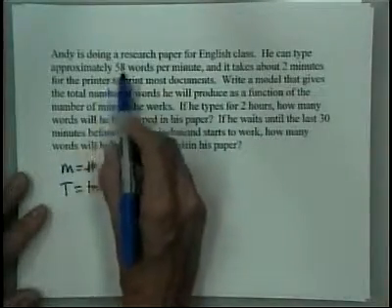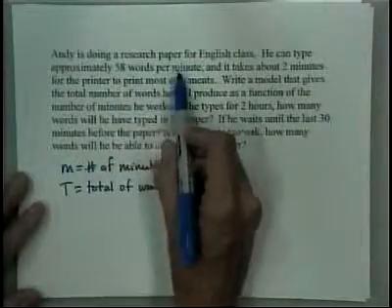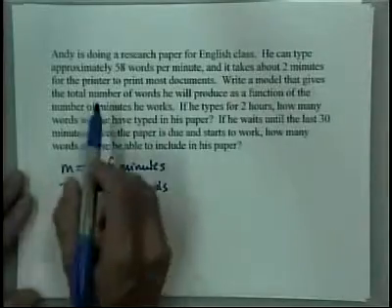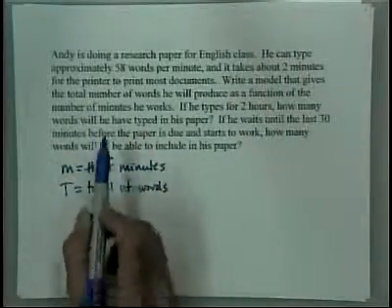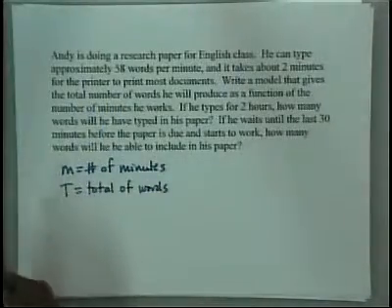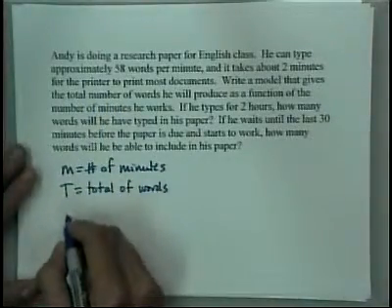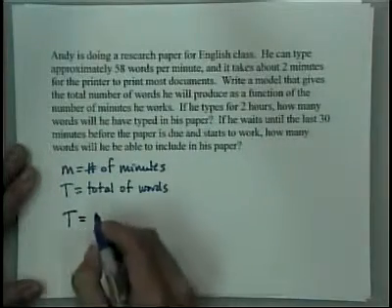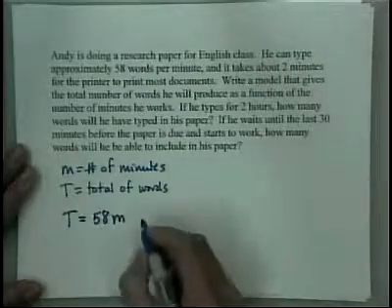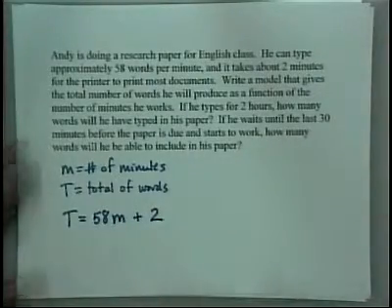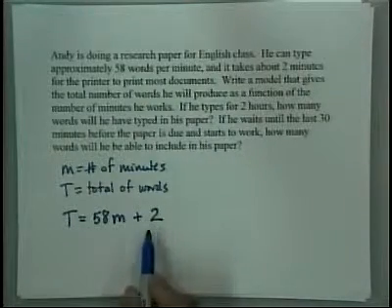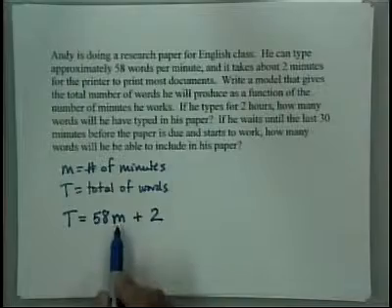And for the total number of words to be a function of the number of minutes, we need to use this information that he can type 58 words per minute, but it also takes about 2 minutes for the printer to print. Now that's not actually his working time, but in a sense it is, because he has to wait for the printer to finish. And so we can say that T is equal to 58 words per minute times the number of minutes plus the 2 minutes that he has to wait for the printer. And so here's a model that will be total number of words as a function of the minutes he works.